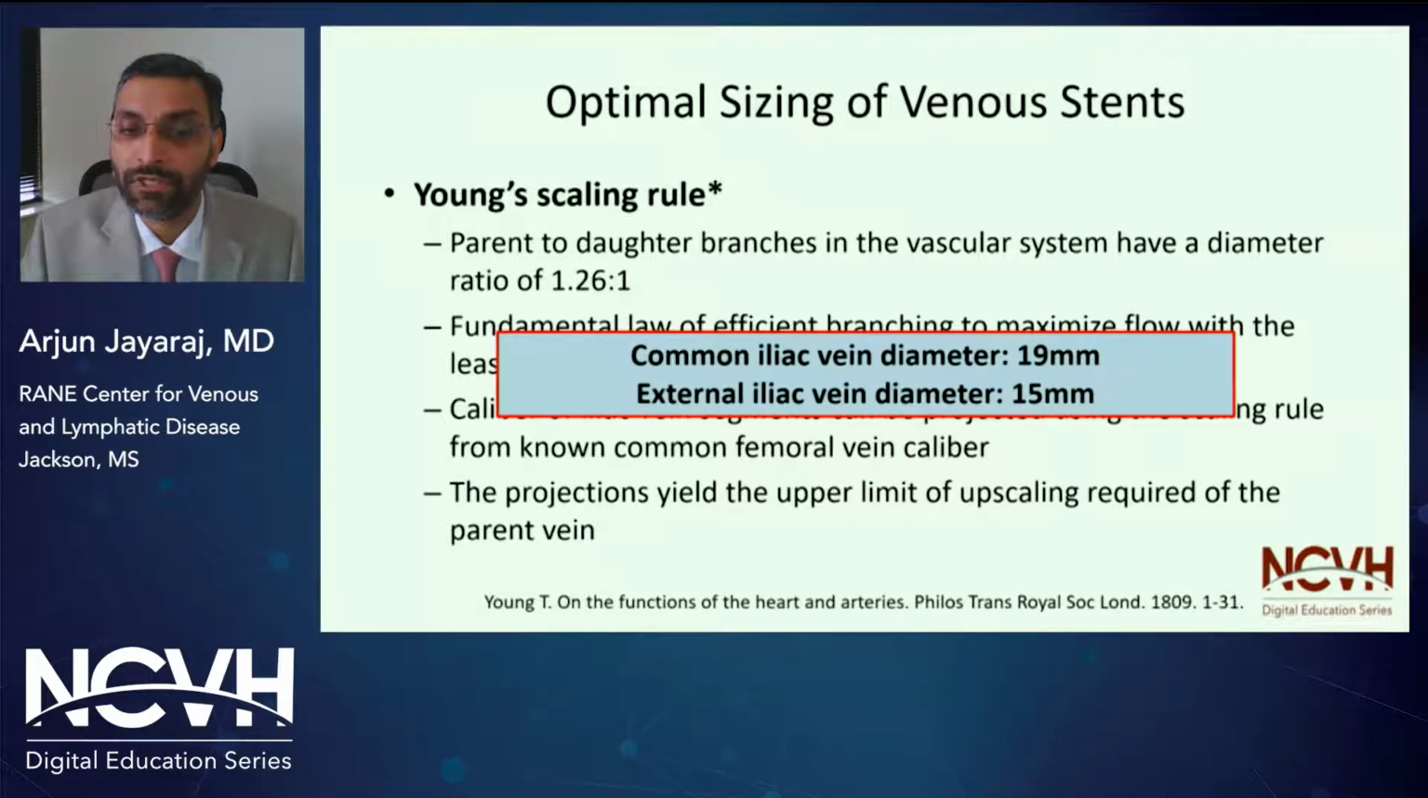We used Dr. Fronik's work that showed that the common femoral vein diameter is roughly 12 millimeters. So when you scale up to the external iliac vein, it should be 15, and upscaling for the common iliac vein gives us a diameter of 19 millimeters.